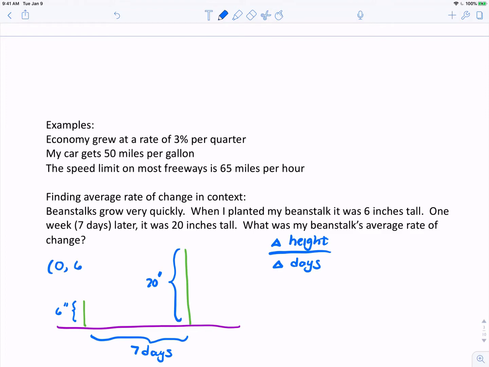At t equals 1, the beanstalk was 6 inches tall, and at t equals 7, four days later, it would be 20 inches tall. So to find the change in height, let's try that again: 20 minus 6 over how much time had passed, 7 minus 0.